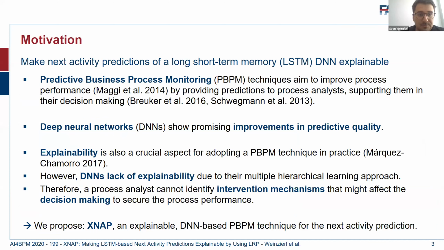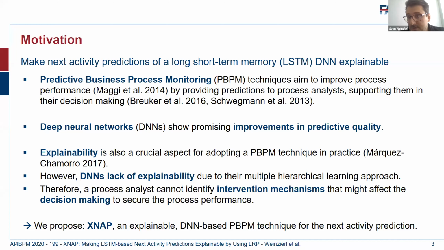Next activity predictions. Predictive business process monitoring techniques aim to improve business performance by providing predictions to process analysts, with the hope of supporting them in decision making. For that, deep neural networks showed promising improvements in predictive quality. But predictive quality is not the only thing that plays an important role. Also, explainability to understand what happens is important for adopting a predictive business process monitoring technique in practice.